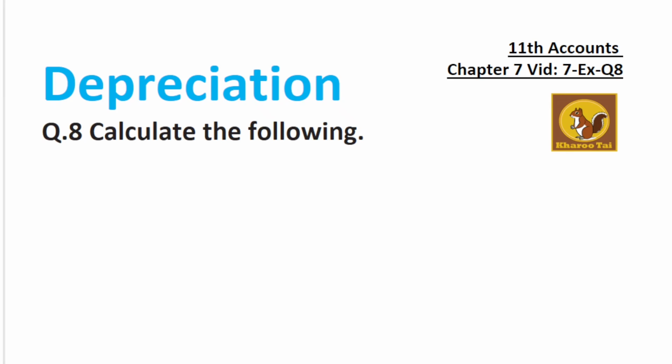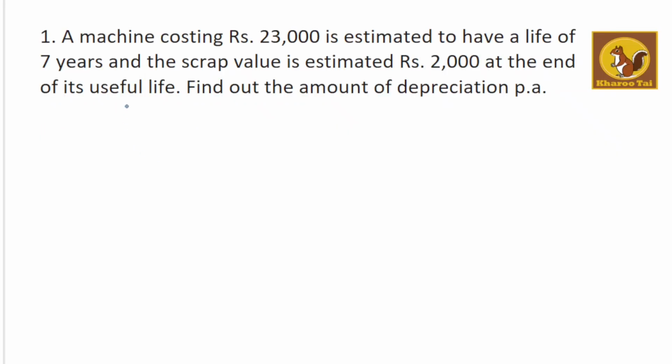We are going to solve question 8. Calculate the following. These are the basic sums of depreciation. Question 1. A machine costing rupees 23,000 is estimated to have a life of 7 years and the scrap value is estimated at rupees 2,000 at the end of its useful life. Find out the amount of depreciation per annum.